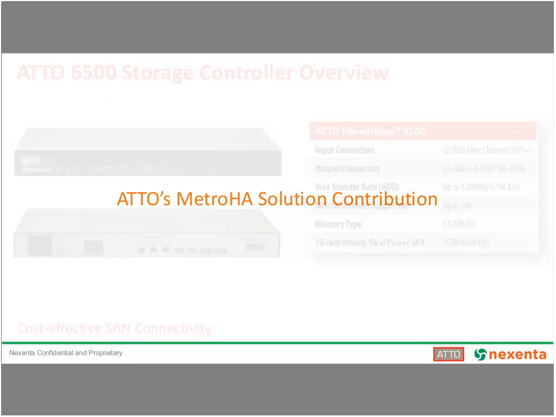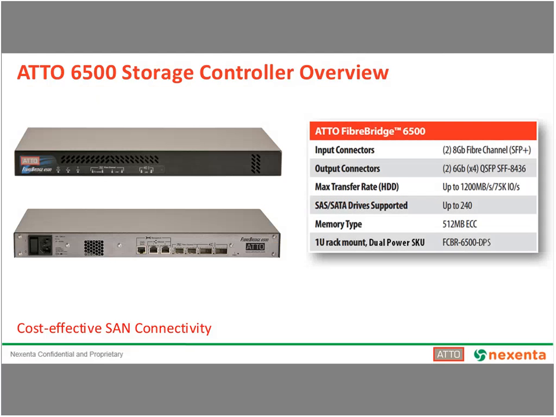So our solution consists of 2 different products. We have a cost-effective SAN connectivity product, the Addo 6500 storage controller, which features 8 gig fiber channel and 6 gig SAS. So this allows you to connect SAS JBODs to a fiber channel network. You're not buying a fiber channel JBOD since they really don't exist, or a more expensive fiber channel piece of storage hardware to enable your stretch cluster.